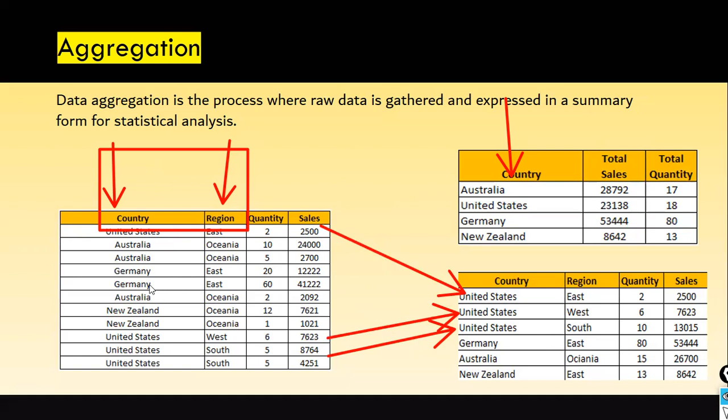But in the case of Germany East, these two rows have the same values in the combination of country and region. So it does the group by here. Look at Germany, East 80: these two values will get summed, and these two values will get summed. Hope you understood the difference between these two.